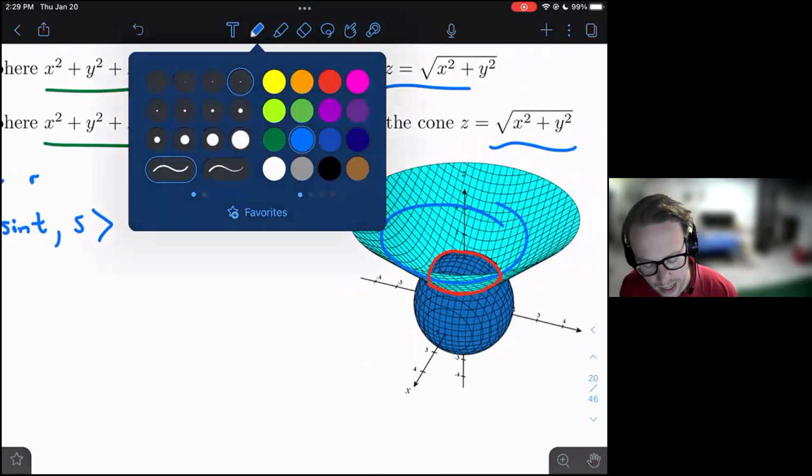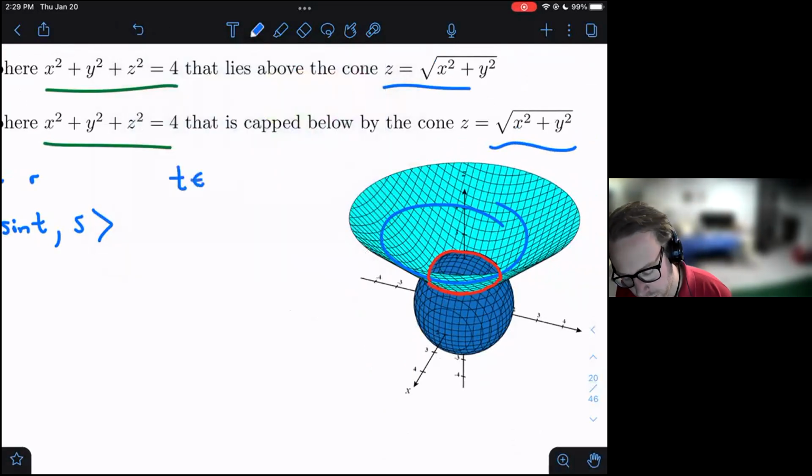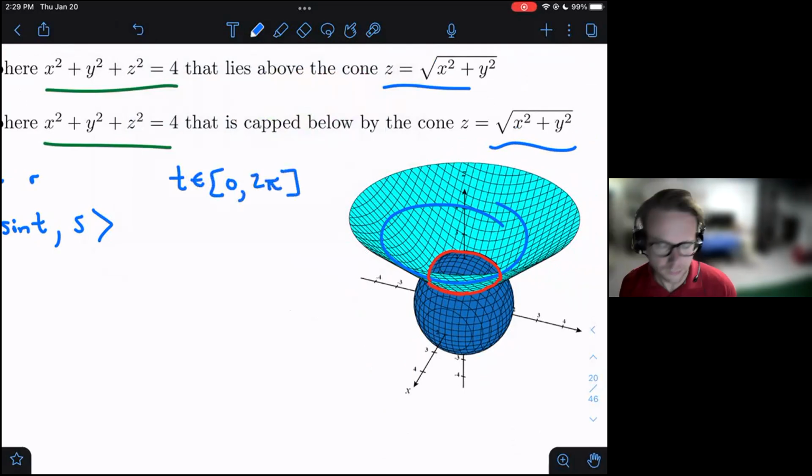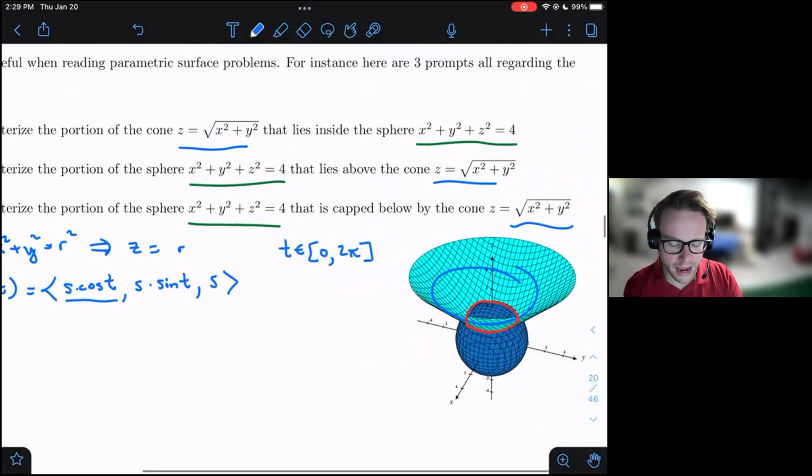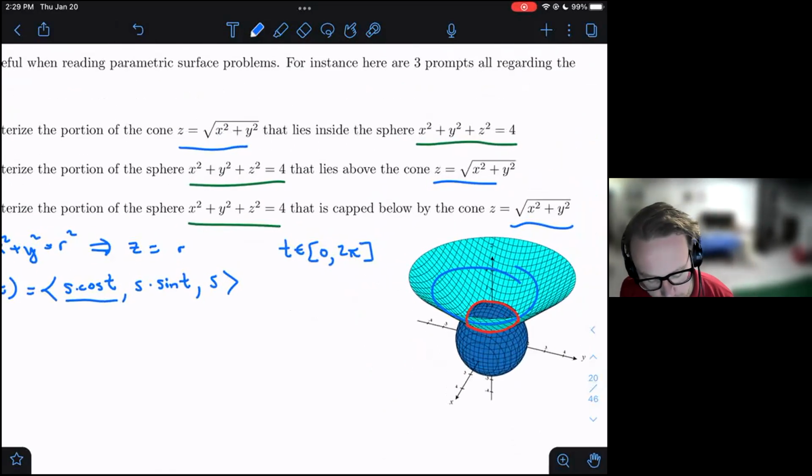So let's go ahead and put down here, t is going to range from 0 to 2 pi. t is taking the place of our theta. But again, we want to know when these two surfaces intersect, so that we can restrict down our radius. Given that, we know that the cone is given by the equation z is equal to r in cylindrical. Let's go ahead and take that sphere and substitute some stuff in.